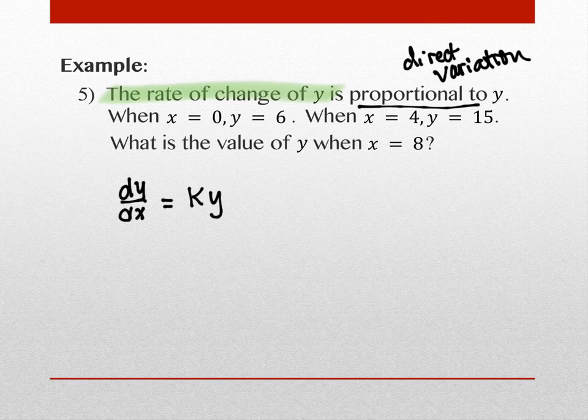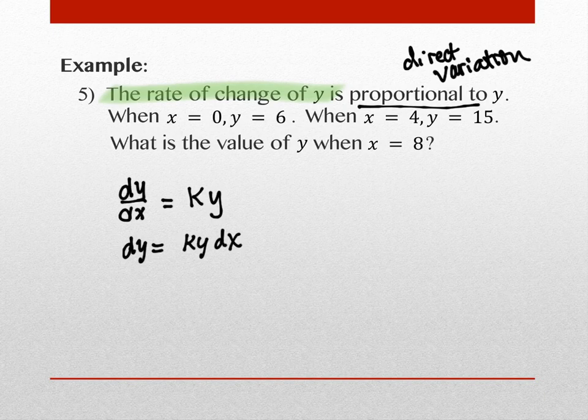It gives us some information. It says when x is equal to 0, y is equal to 6. When x is equal to 4, y is equal to 15. What is the value of y when x is equal to 8? It gives us a lot of pieces of information. But the first part of it that it doesn't actually say, but we have to do in order to use those pieces of information to finish the problem, is that I have to do all the differential equation stuff that I've been doing. Okay? So I've got to shift things around. I've got to take antiderivatives and so forth. So this is dy is equal to ky dx.